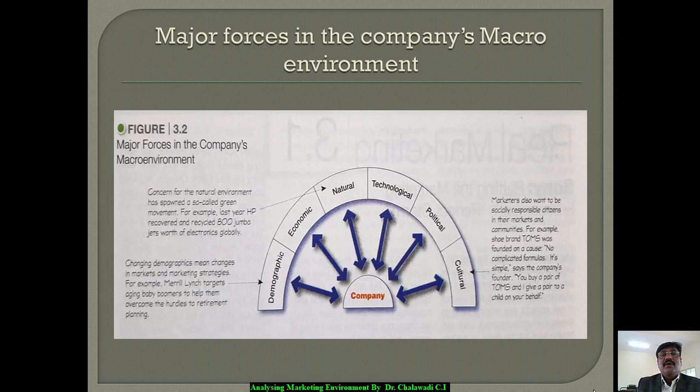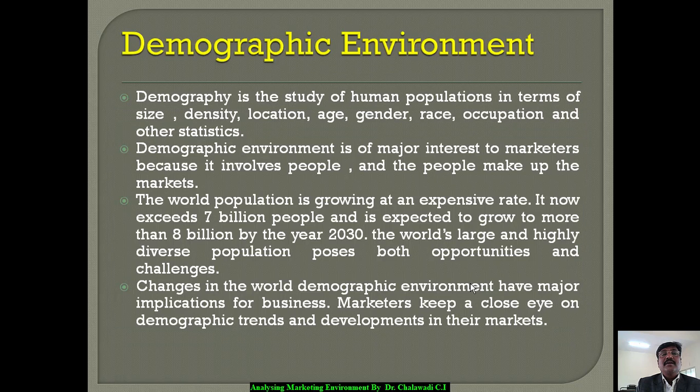These are the major forces in the company's macro environment. The first is the demographic environment, second the economic environment, third the natural environment, then the technological environment, the political environment and the cultural environment, right? We should study them one by one. The first point is the demographic environment.